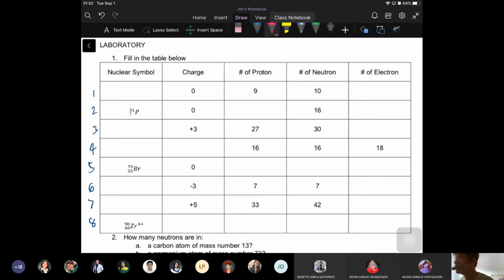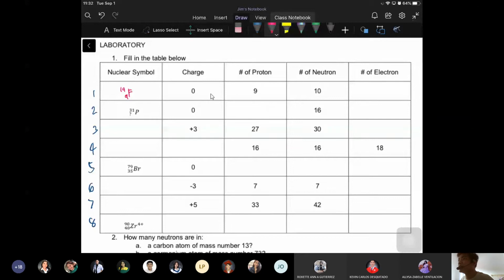I'll begin with number 1. So number 1, I have a proton of 9. So that corresponds to atomic number of 9. So what I'm going to do, I'll check the periodic table. What is the element number 9? And that's fluorine. So the symbol is F. Okay, so I will just copy the protons. I will write it on the bottom left. Then for the atomic mass on the top left, I will just add the protons and the neutrons. So that's 9 plus 10, that is 19.